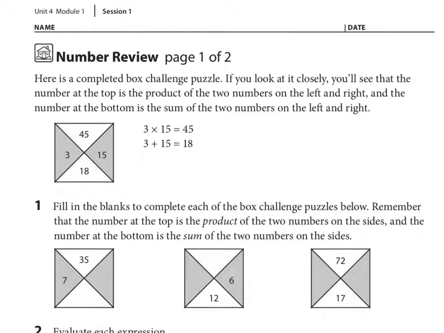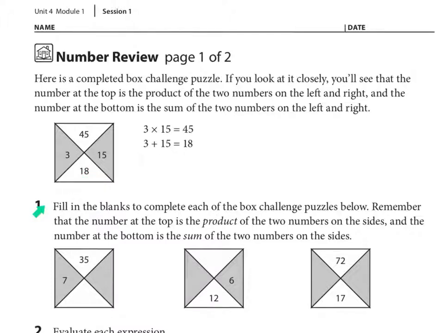Here is the completed box challenge puzzle. If you look at it closely, you'll see that the number at the top is the product of the two numbers on the left and the right, and the number on the bottom is the sum of the two numbers on the left and the right. For example, 3 times 15 equals 45, and 3 plus 15 equals 18.